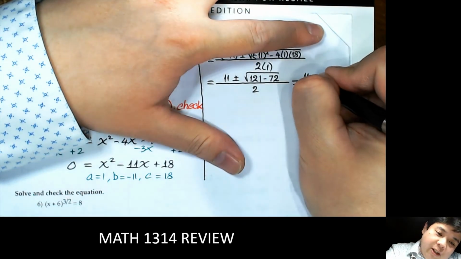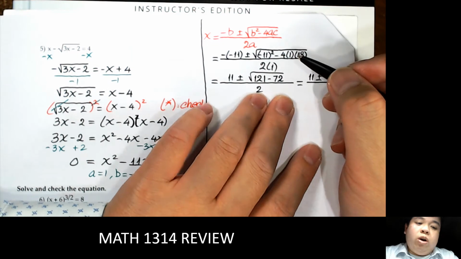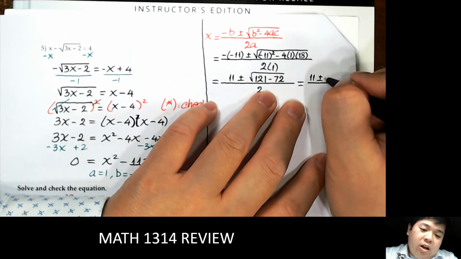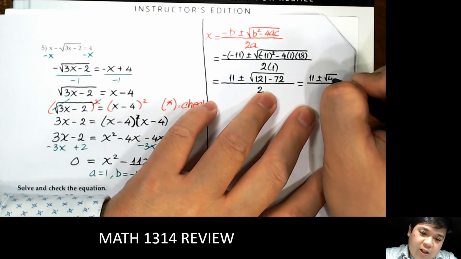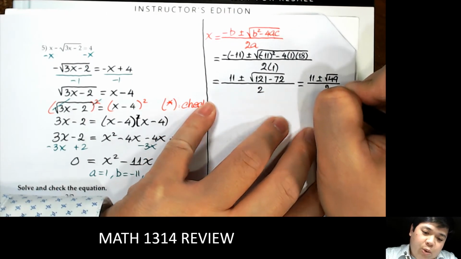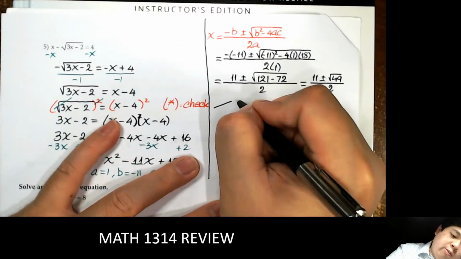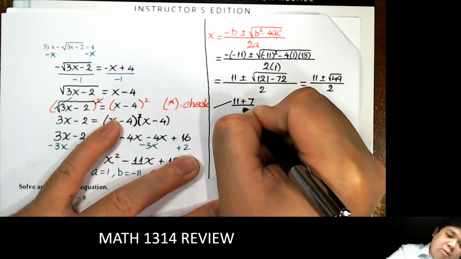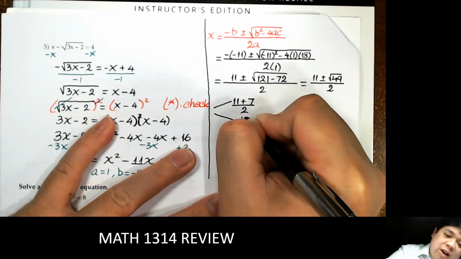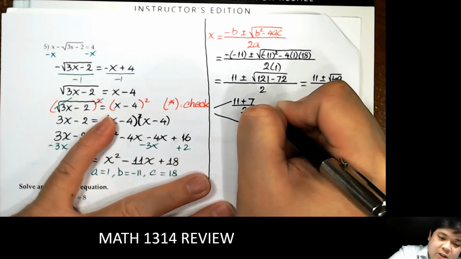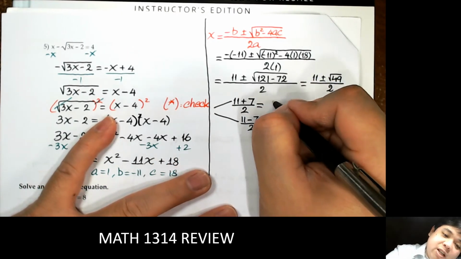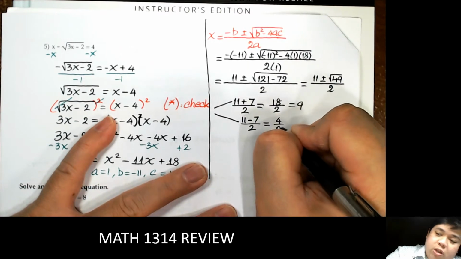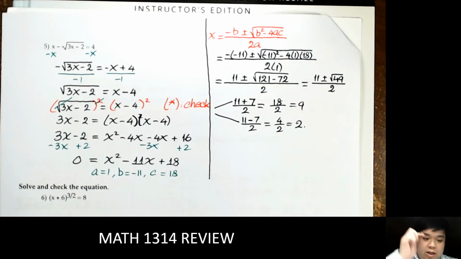So we have 11 plus or minus the square root of 121 minus 72, which is 49, divided by 2. Right. So we have 11 plus the square root of 49, which is 7, divided by 2, or we could also have the minus. The plus gives us 18 over 2, which is 9, and the minus gives us 4 over 2, which is 2. Right. Now we check.